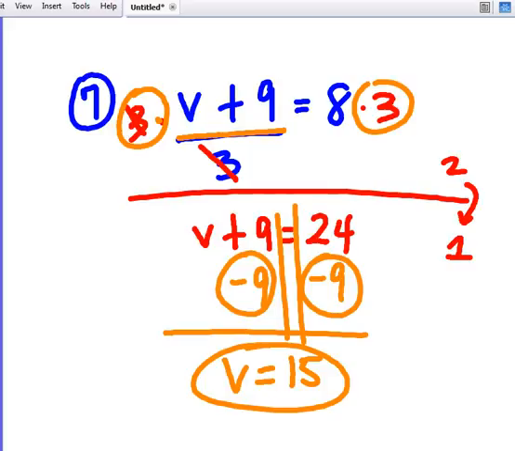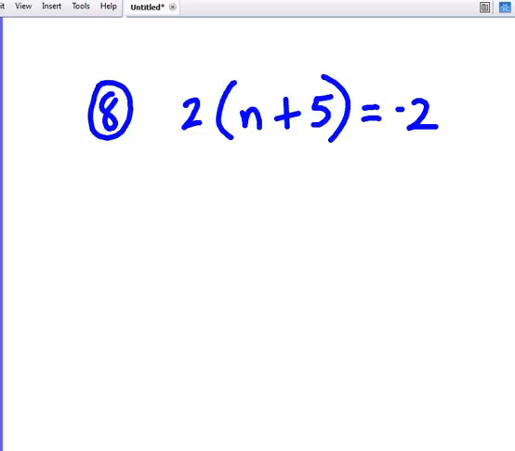Let's do one more quick problem here. Uh-oh, we got parentheses. Oh, snap. I pretend that this 2 right here, well, we don't even have to subtract. We can multiply or we can divide. Most of you are probably going to multiply first. Let's just try it that way, and then I'll show you the quick way. So 2 times n is 2n. 2 times 5 is 10.